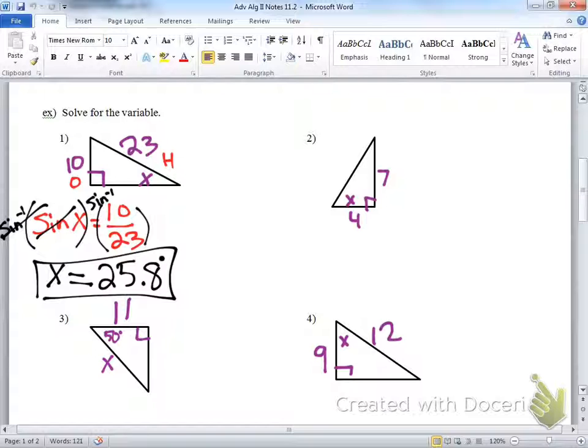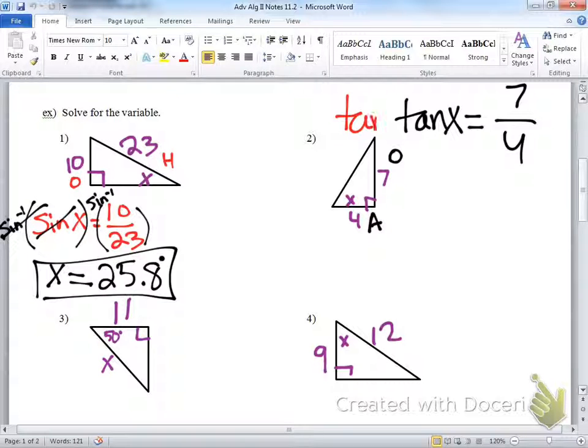On number 2, 7 is the what? Opposite, and 4 is the adjacent. So I'm going to use tan x equals 7/4. It's opposite over adjacent, so 7/4.